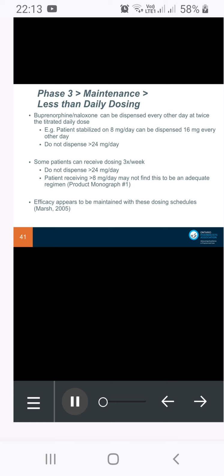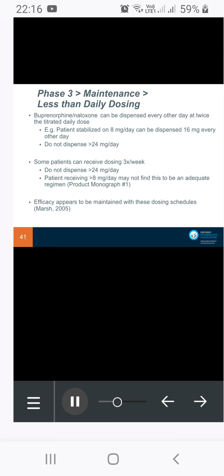Now, there are some alternate dosing arrangements you may come across. Because buprenorphine is very long-acting, you can actually get away with some patients with less than daily dosing. So some patients can have their dose dispensed every other day at twice the titrated daily dose, meaning that you still need to start off with daily dosing, but say your patient is stabilized on 8 milligrams per day, you can actually try dispensing double that, so 16 milligrams every other day. Now, the caveat is that the total daily dose should not exceed 24 milligrams.